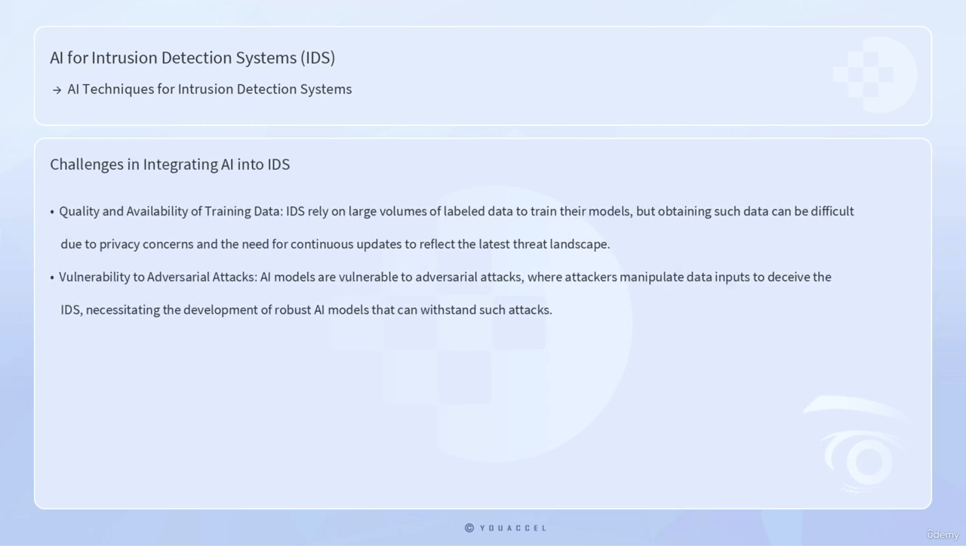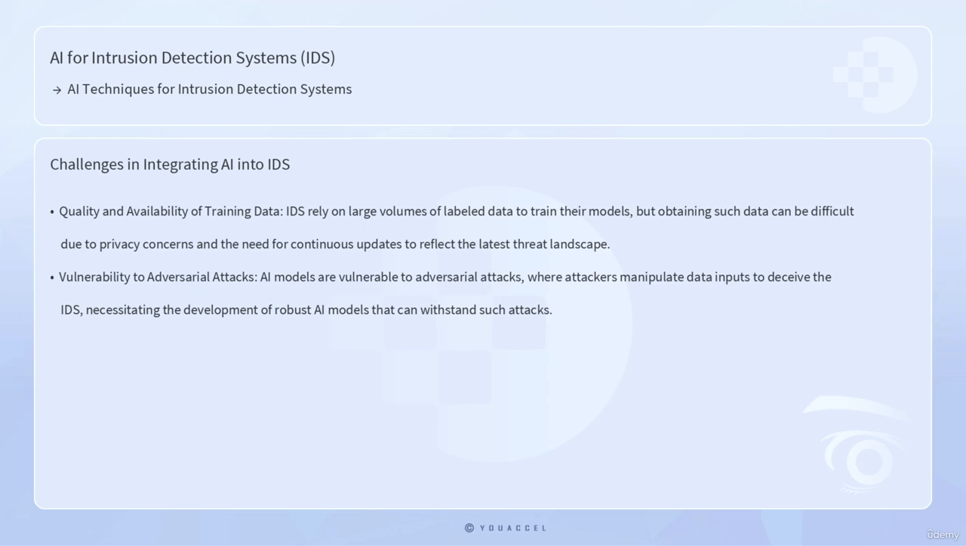However, the integration of AI into IDS is not without challenges. One of the primary concerns is the quality and availability of training data. IDS rely on large volumes of labeled data to train their models, but obtaining such data can be difficult due to privacy concerns and the need for continuous updates to reflect the latest threat landscape.